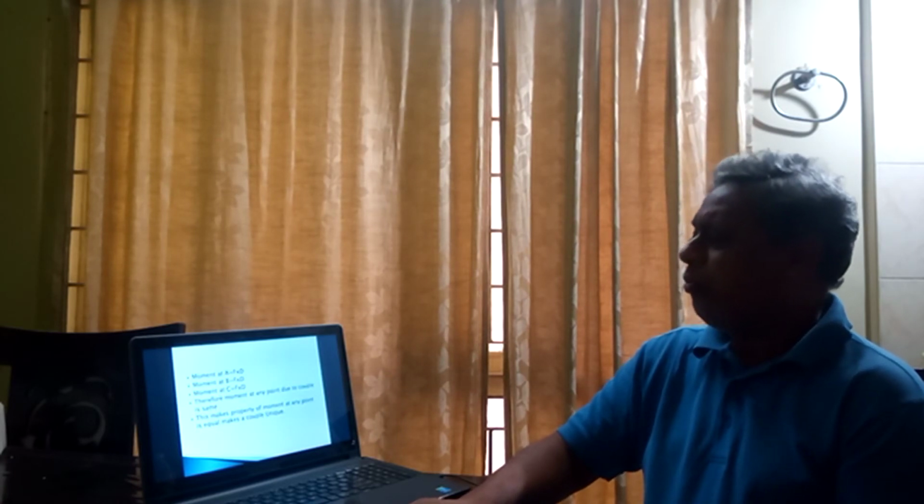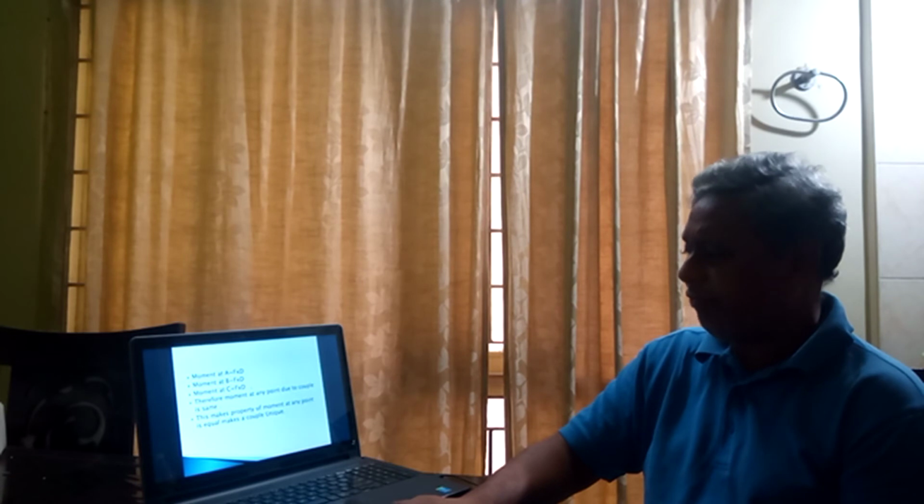It is F into D, because the clockwise moment is bigger than the anti-clockwise moment. So the net moment is in the clockwise direction, that is plus F into (D plus d) minus Fd. So Fd gets cancelled, and we are left with F into D, that is force into distance. So the moment is force into distance, FD.